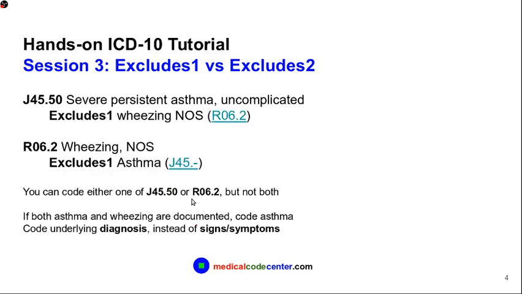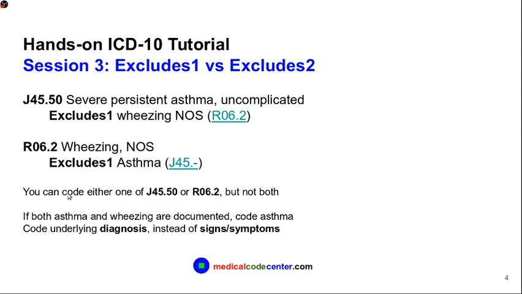Let's go through some code examples. Please open your codebook to follow along. This is the example for Excludes1. We have severe persistent asthma, J45.50, and it has an Excludes1 note, wheezing, NOS, not otherwise specified, R06.2. And then for wheezing, R06.2, it also has an Excludes1 note, asthma. So those two codes have a mutual Excludes1 relation.